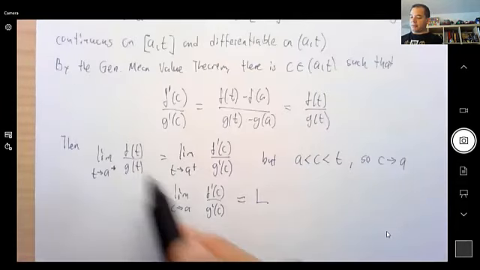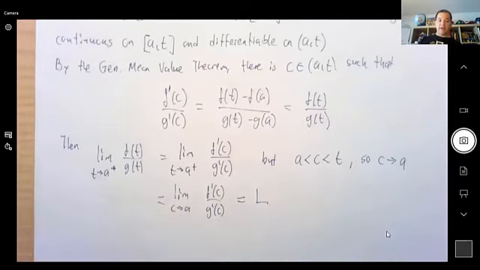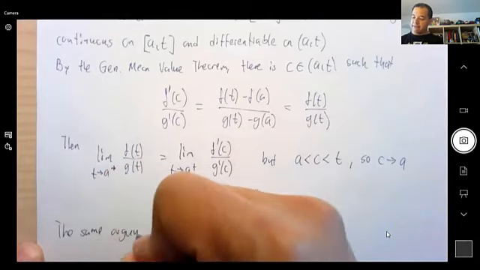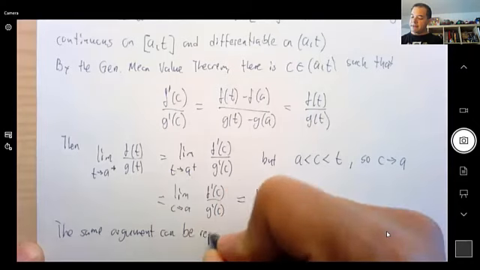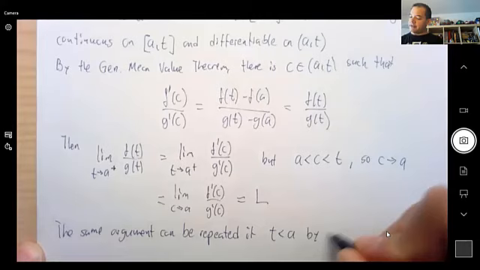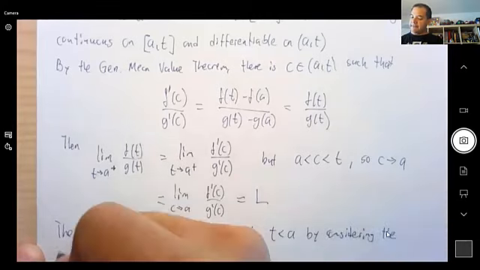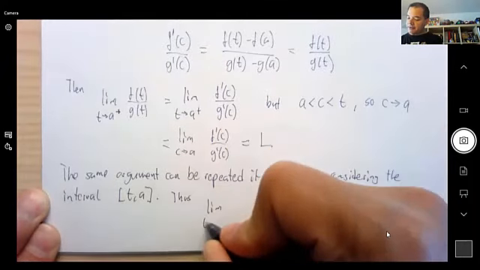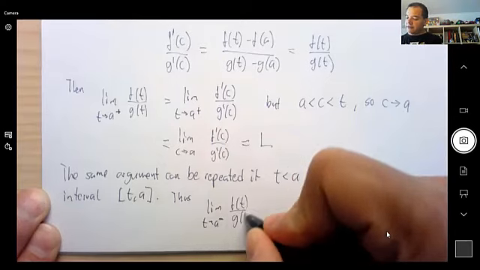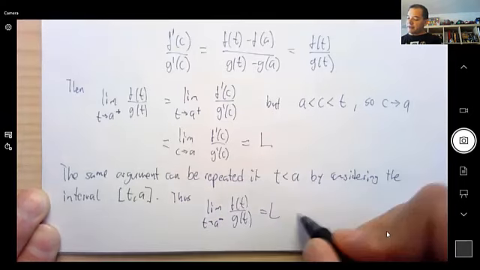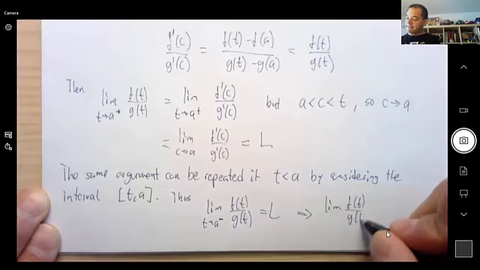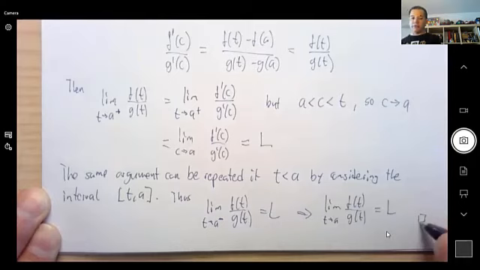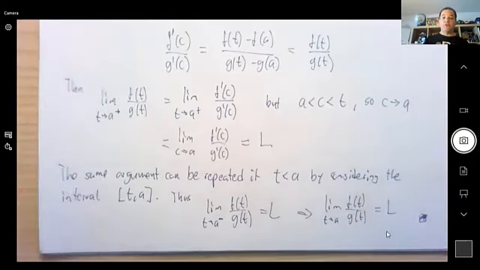So the limit we wanted, when t approaches a from the right, with values greater than a, is L. Okay, so all I need to do to finish the proof is to repeat the same argument, this time by doing t less than a, all right? So this same argument can be repeated if t is less than a by considering the interval t to a. Thus, the limit when t approaches a from the left is also L. And if from the right and from the left are the same, that means the overall limit is L. And that's the proof of L'Hopital's rule, in case you've never seen it before, right? I'm pretty sure you used it all the time.